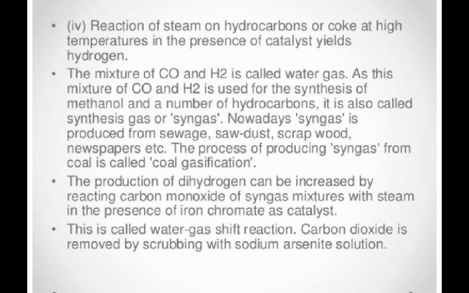Dihydrogen production can be increased by reacting carbon monoxide of the syn gas mixture with steam in the presence of iron chromate as catalyst, which is another important process, and this is called the water gas shift reaction. And the carbon dioxide obtained is removed by scrubbing it with sodium arsenite solution. So these are the manufacturing processes.